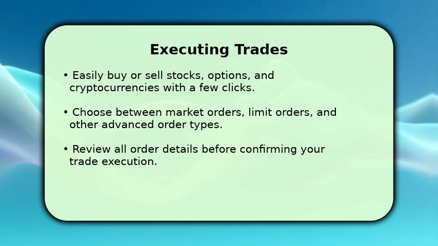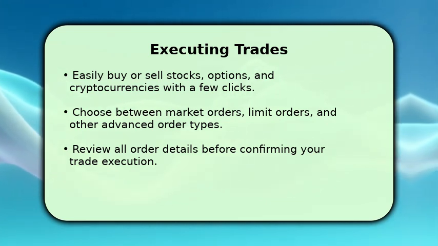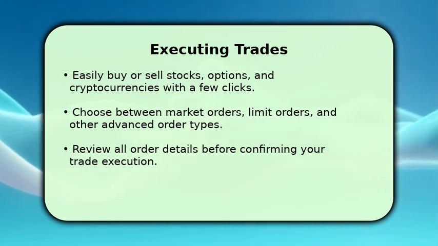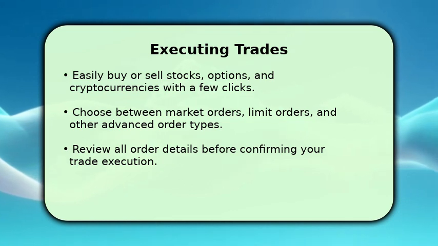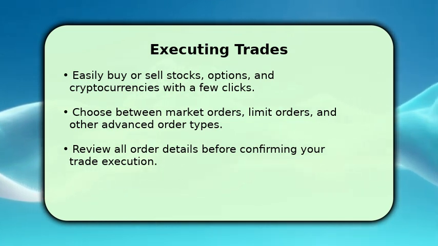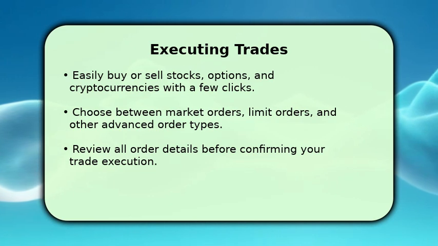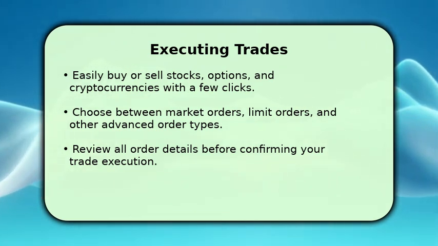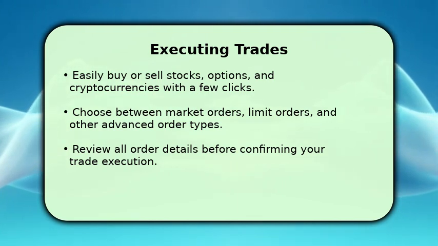You'll see options for market orders, which execute immediately at the current price, or limit orders, which let you set a specific price. Robinhood also supports options and cryptocurrency trading. Always double-check your order details, including the quantity and price, before confirming. This ensures your trade aligns with your investment strategy.